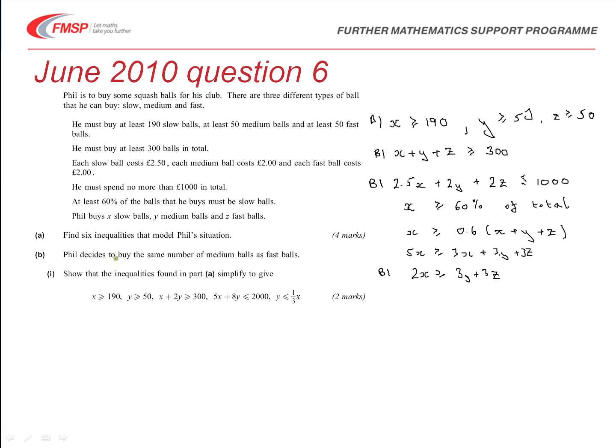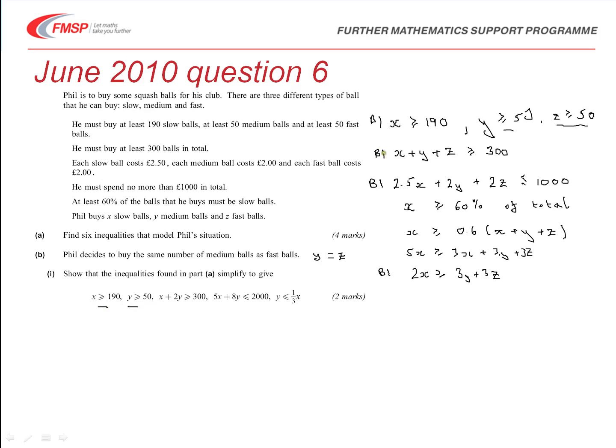Now in part B, Phil decides to buy the same number of medium and fast balls. In other words, the Y value is equal to the Z value: the number of mediums equals the number of fast. So we've got to show that the inequalities found in part A can be simplified. Since Y is equal to Z, the third inequality becomes just the same as the second one, which accounts for why we've only got 2 of these.